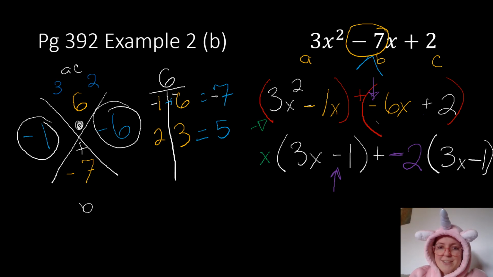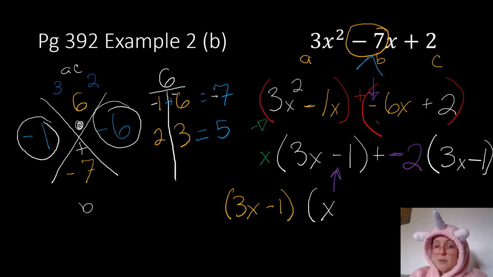All right. So now what we're going to do is put it in factor form. We're going to take what's inside that matched up, our 3x minus 1, and then take our little guys that were hanging out outside, our GCFs that we pulled out, our x and minus 2. All right, so there's example 2. We did both of them. Yay!